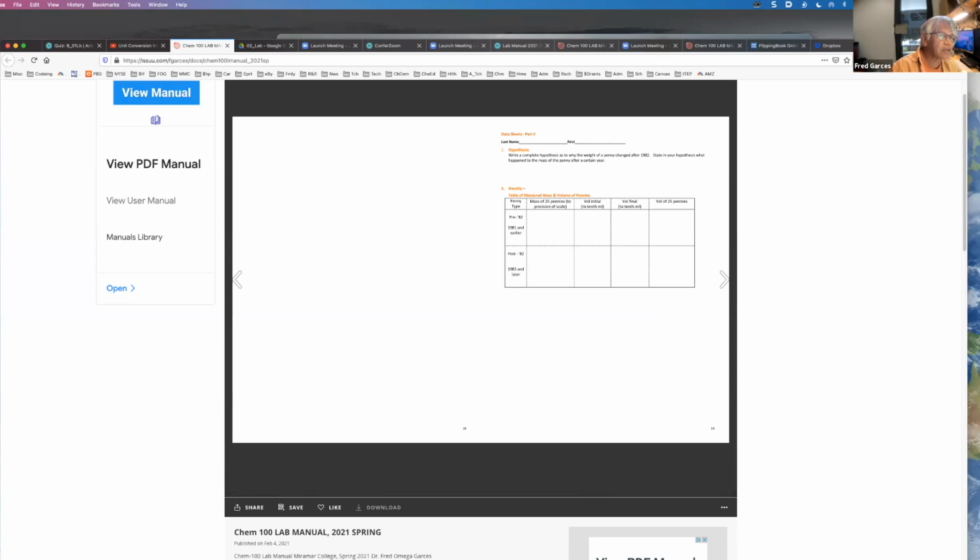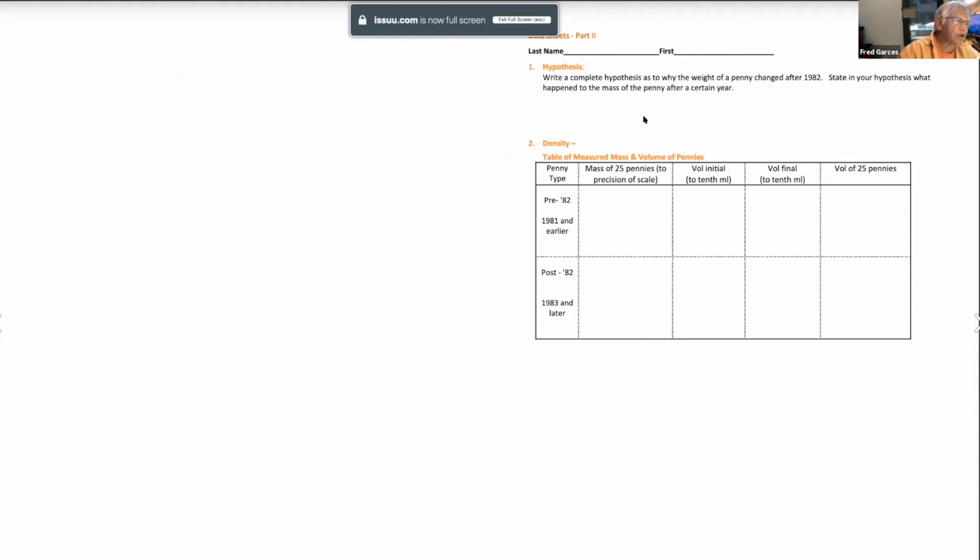Okay, this data sheet is right here, and this is what you want to do. This is where you would write the hypothesis. Mass of the 25 pennies. If you're not doing 25 pennies, then just cross that out and put 10. But if you can do 25 pennies, the more pennies that you weigh out, the better your accuracy. If you don't have 25, do 20, if you can find 20 of each. But if you can't, at least 10.